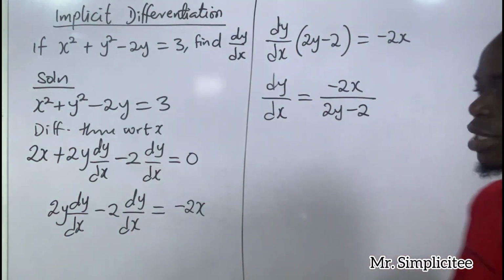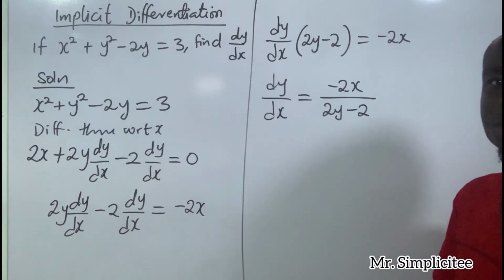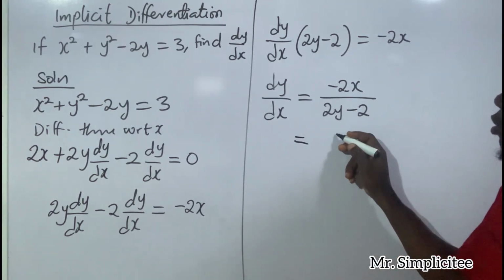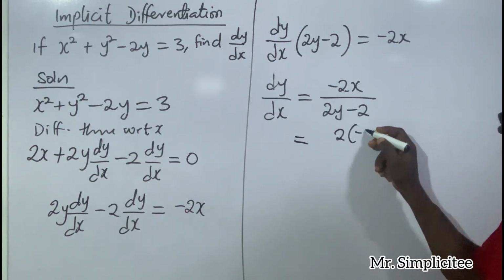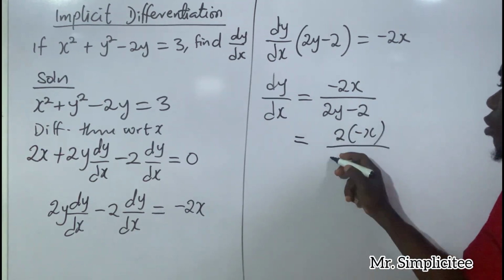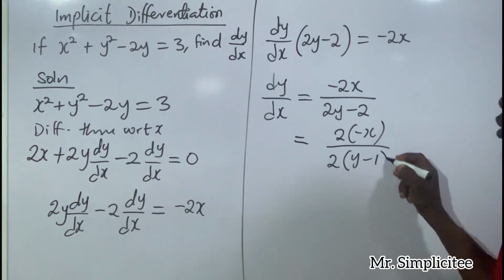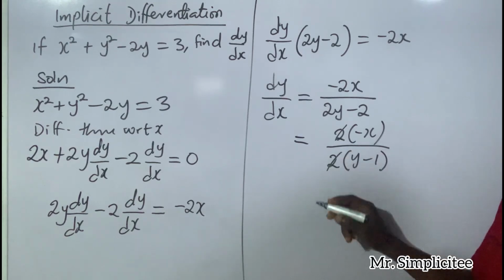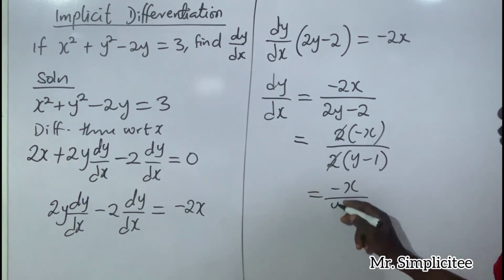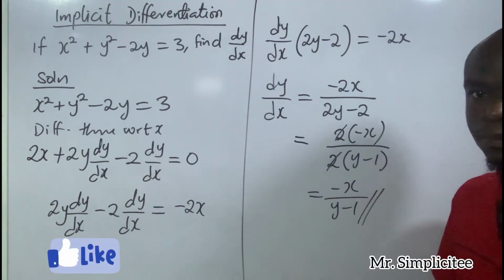So this is my answer, except that 2 is common in each term here. So since 2 is common, I can factorize. So I have 2 into minus x over 2 into (y minus 1). So when you cancel that 2, you have your answer. That's the answer for this question.